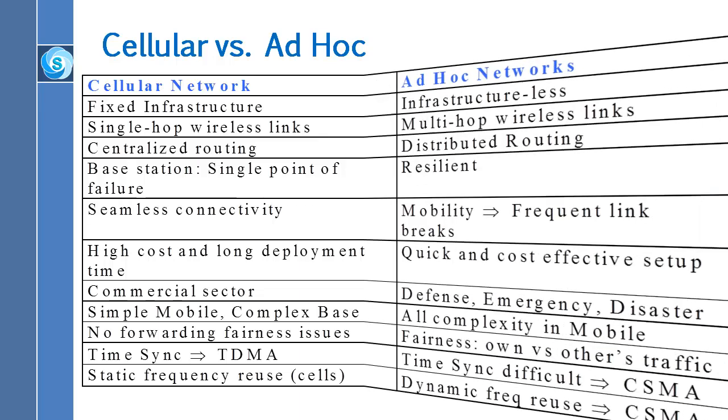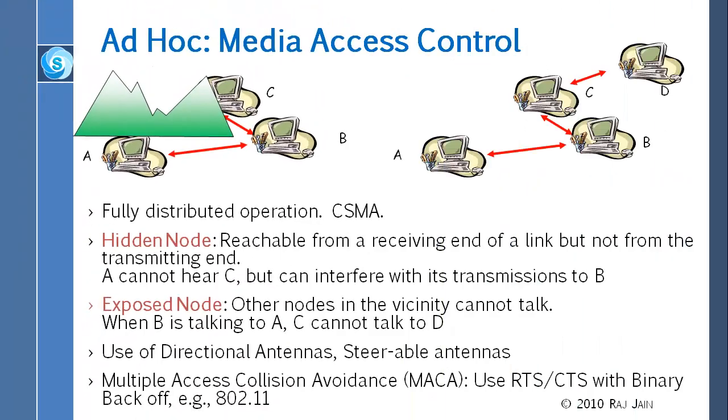All right, so first thing is the media access control. We talked about 10 issues, and media access control is the first issue. The problem we already talked about is that for media access we cannot use centralized versions like WiMAX, so we have to use CSMA.